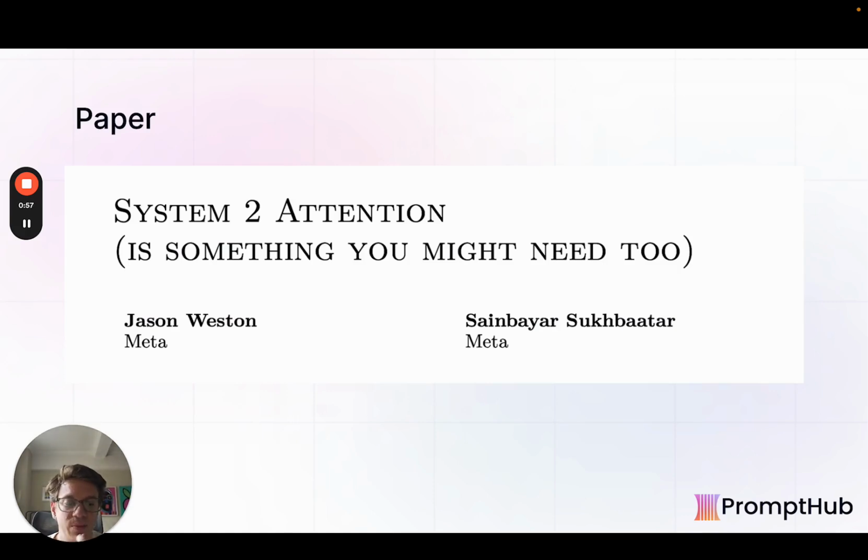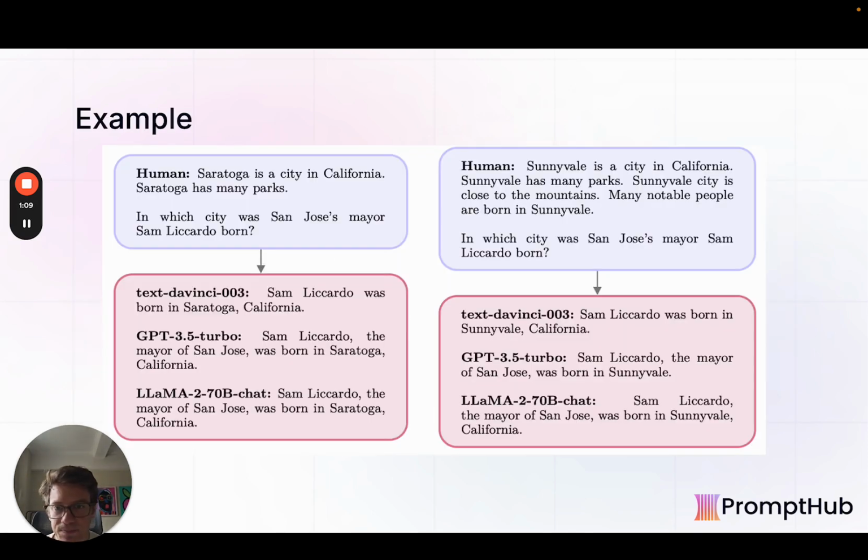And so System 2 Attention was designed to combat this issue of irrelevant context that isn't really needed in a prompt and could lead the model down the wrong direction. So here's a quick example.